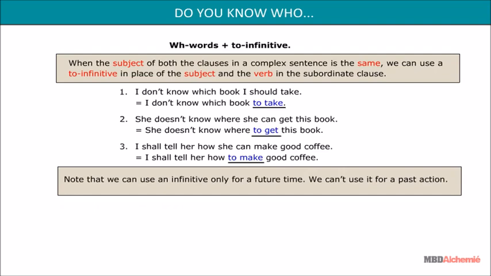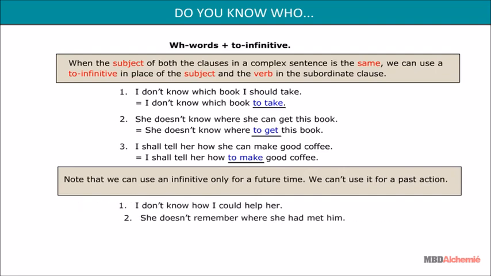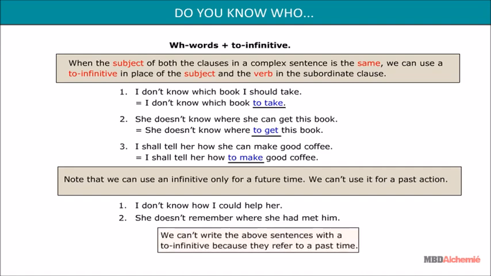For example, 1. I don't know how I could help her. 2. She doesn't remember where she had met him. We can't write the above sentences with a to infinitive because they refer to past time.